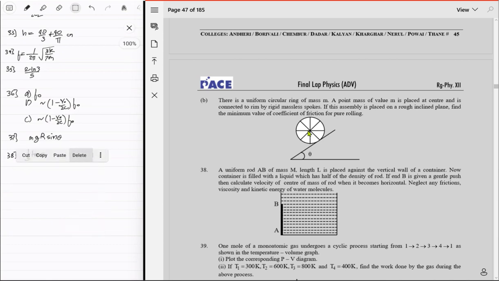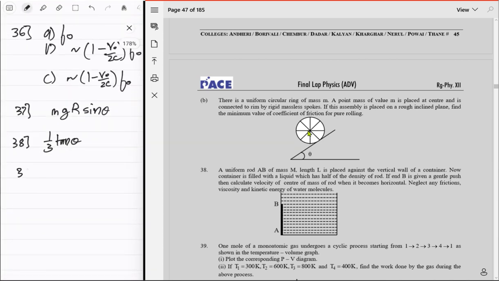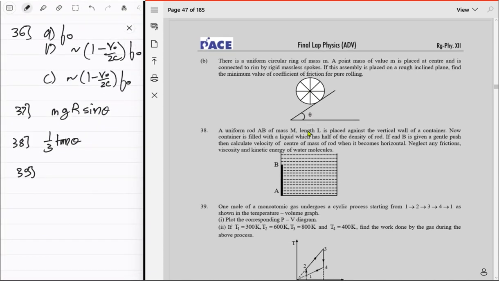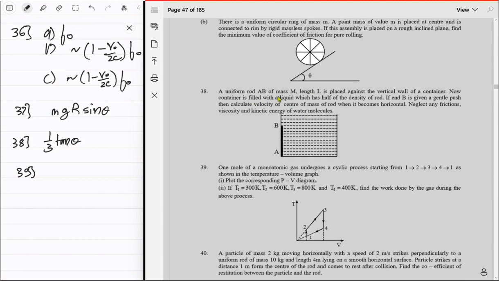Next question, 39. 39 is a uniform rod AB, mass m, length L, placed against a vertical wall of a container. Now the container is filled with liquid which has half of the density of the rod. If the end B is given a gentle push, then calculate the velocity of center of mass of the rod when it becomes horizontal.